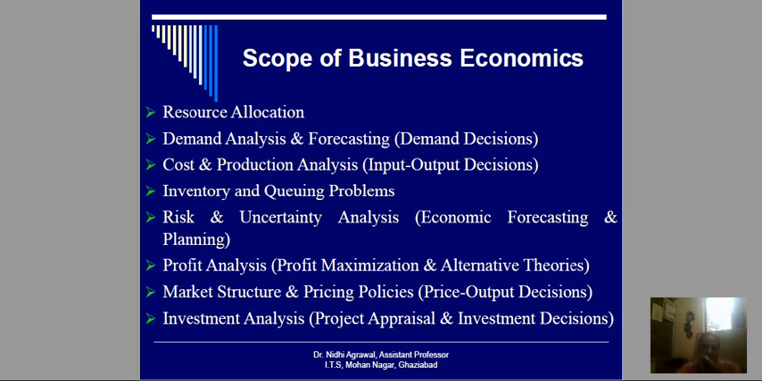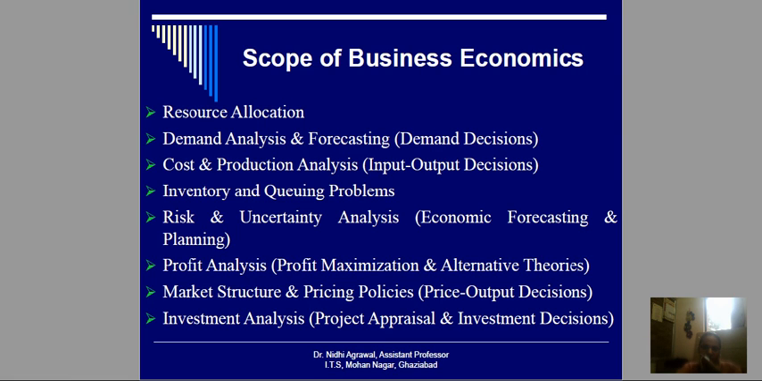Next is risk and uncertainty analysis, because they have to focus on risky situations and uncertainty. Risky situations mean situations whose losses can be recovered with the help of insurance, and uncertainty means uncertain situations which cannot be recovered with the help of insurance. They have to focus on such decisions under economic forecasting and planning. Whenever they forecast anything, they have to plan accordingly. Then profit analysis: they have to focus on profit maximization. Many theories have been given on profit maximization, so side by side we will focus on different theories when we go further in depth into this subject.